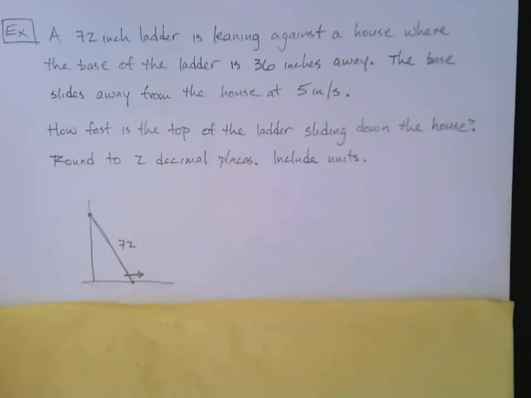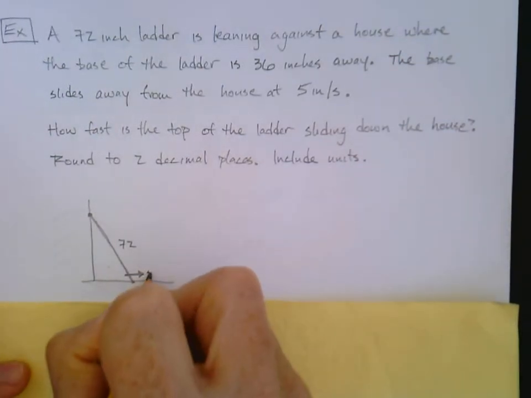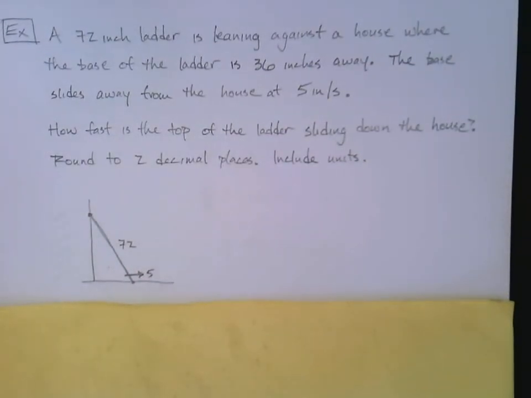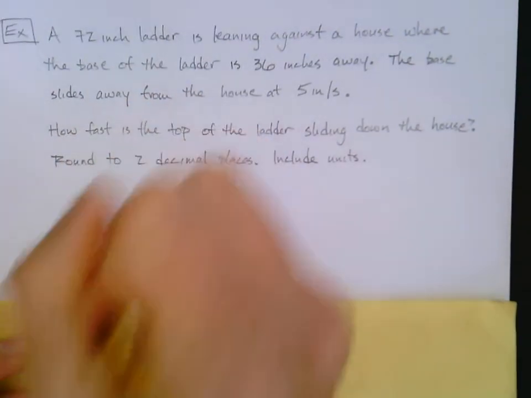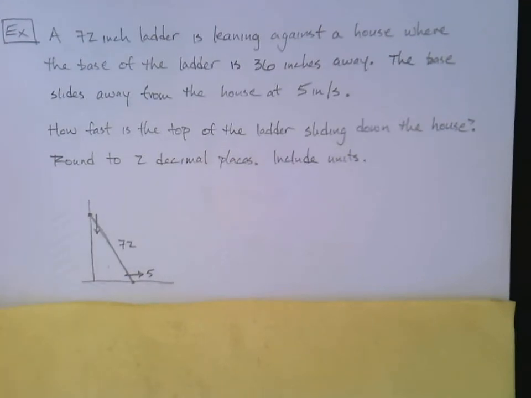And it says the base slides away at 5 inches per second, so I'm just going to put a little 5 there. It's pushing away at 5 inches per second. So then it says, how fast is the top of the ladder sliding down? So we know this is coming down this direction, and we can just visualize this thing as it collapses.